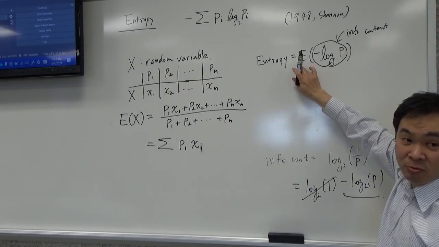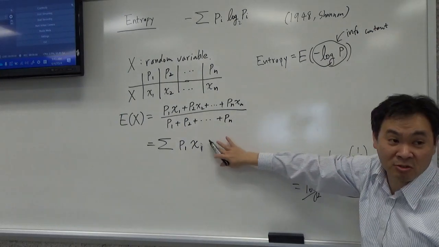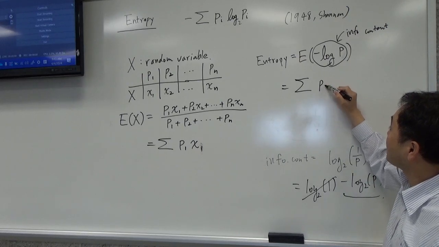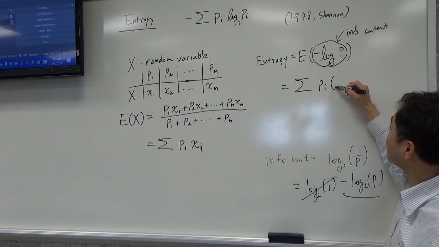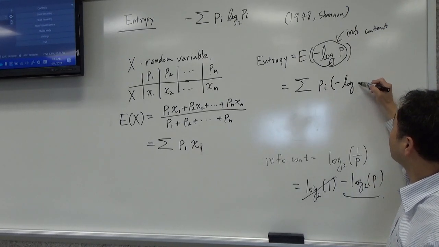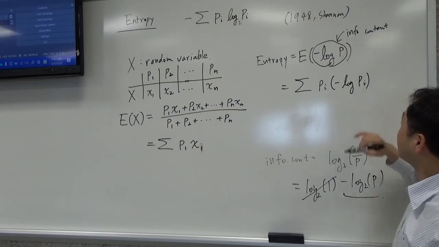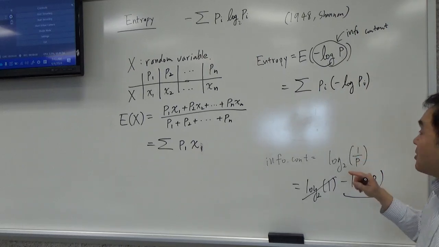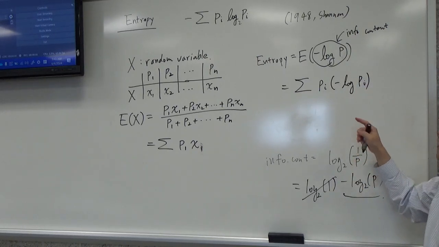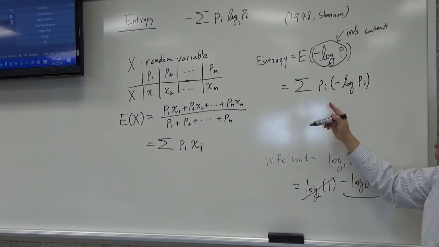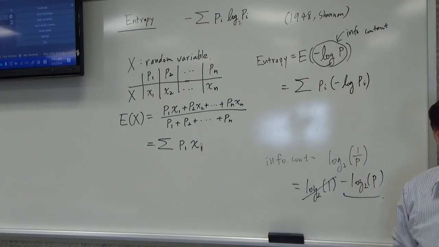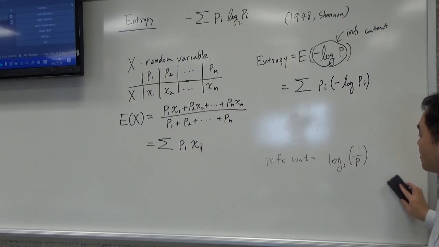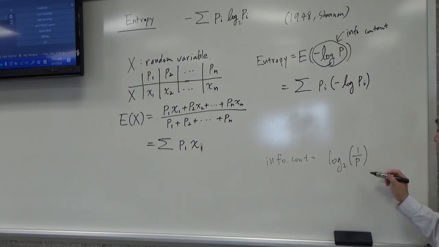And if you want to find the expectation value according to this formula, what happens? It's a summation of pi times negative log pi. And once again, I don't care if there's a 2 or not. It doesn't matter. So we have this. So that's the entropy.